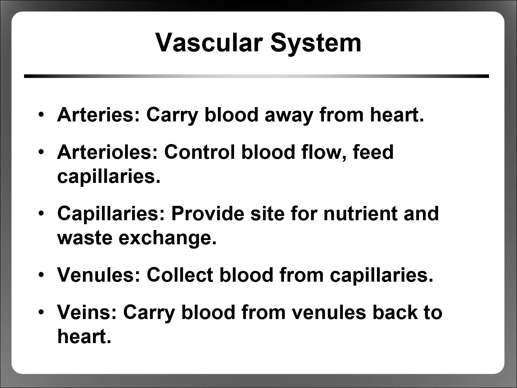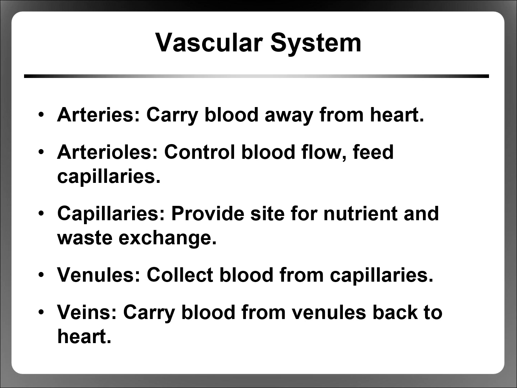Looking a little bit deeper into our blood vessels, we have our vascular system. There are 5 distinct types of blood vessels that we interact with. The first being arteries, whose main job is to carry blood away from the heart. Then your arterioles, they are a transition between an artery and a capillary, and their job is to control blood flow and feed the capillaries.